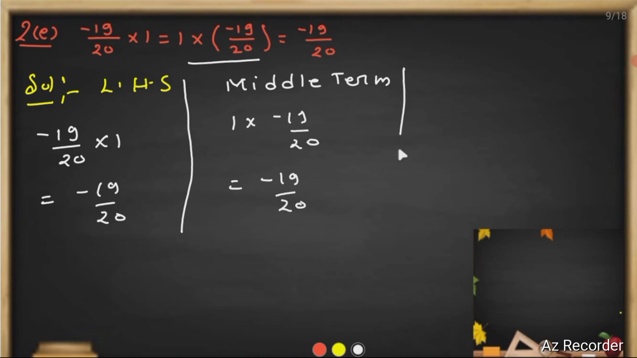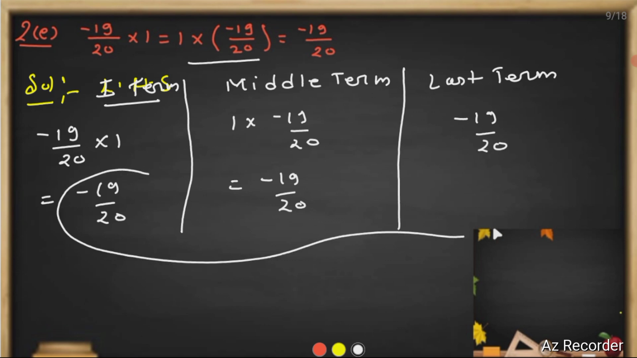Now I'm taking the last term. Or not, this is not the left hand side term, this is called the first term. Here it is called the first term, this is the middle term, and this is the last term. So the last term is here negative 19 upon 20, so all three terms are equal to each other, so we can say that it is okay. And the name of the property here, you can say, is multiplicative identity.